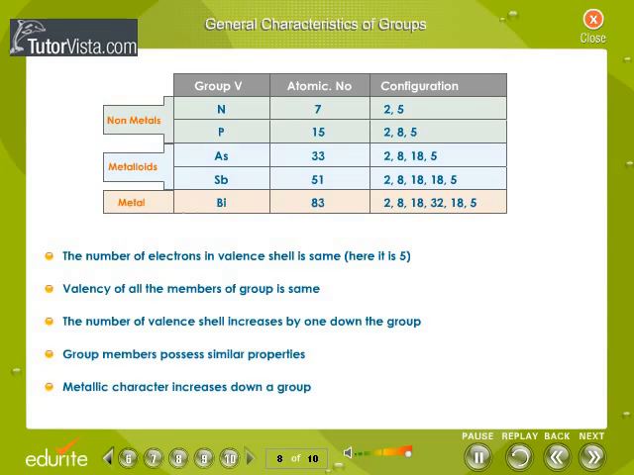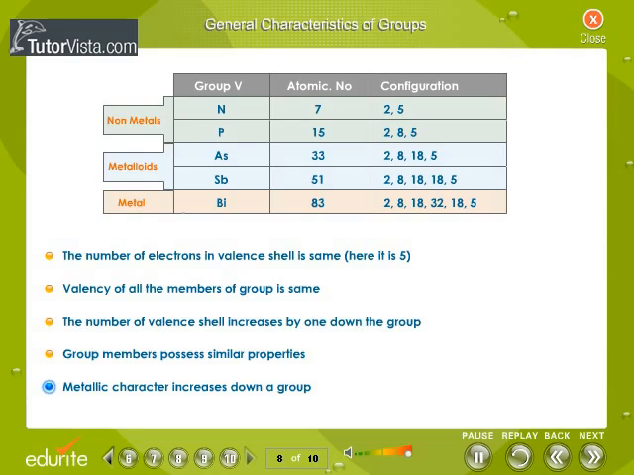General characteristics of groups. Number of electrons in the valence shell is the same in all elements that belong to a group. Valency, or the number of electrons available for bond formation of all members of a group, is the same. The number of shells around the nucleus increases by 1 on going down a group. Elements of a group possess similar properties.